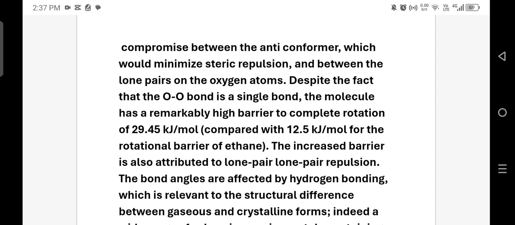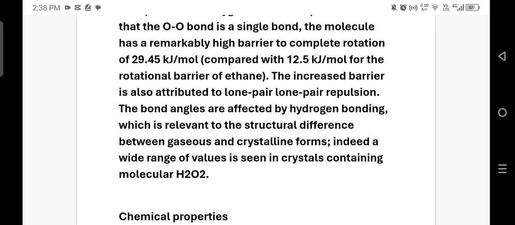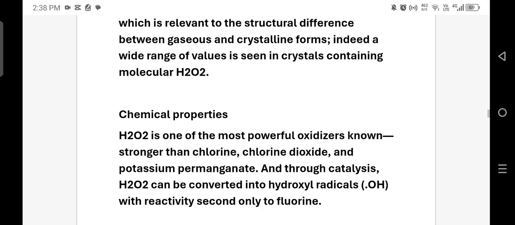the oxygen atom. Despite the fact that the O-O bond is a single bond, the molecule has a remarkably high barrier to complete rotation of 29.45 kJ per mole, compared with 12.5 kJ per mole for the rotational barrier of ethane. The increased barrier is also attributed to lone-pair repulsion. The bond angles are affected by hydrogen bonding, which is relevant to the structural difference between gases and crystalline forms. Indeed, a wide range of values is seen in crystals containing molecular H2O2.